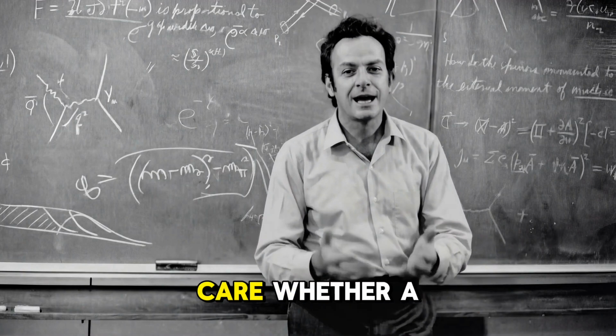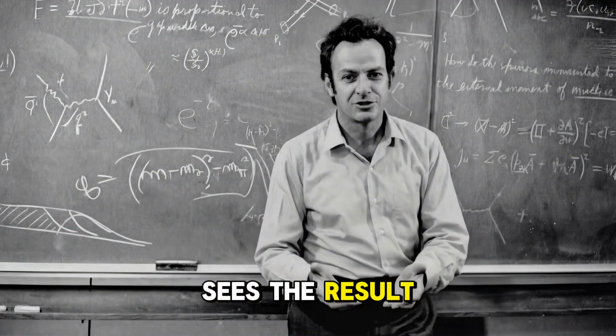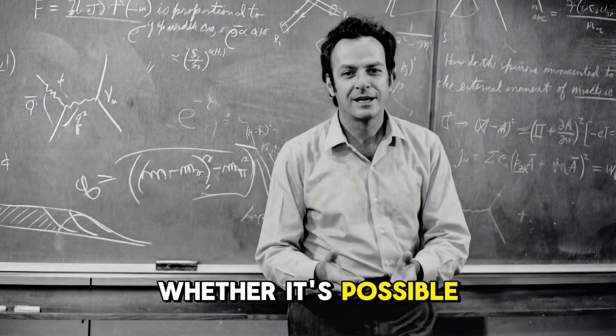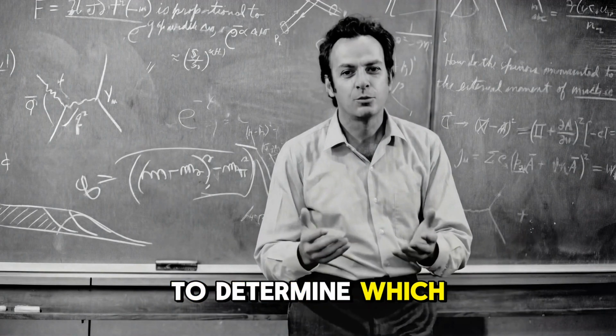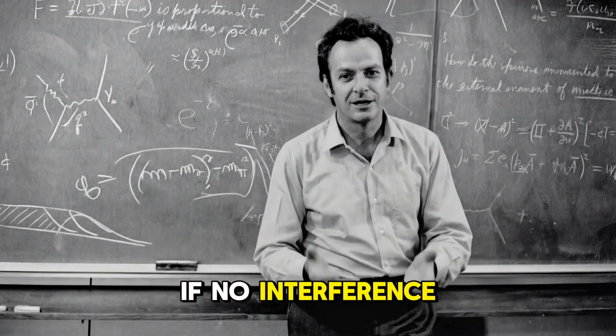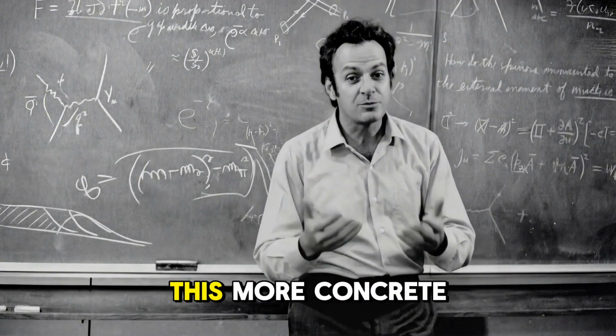The universe doesn't care whether a conscious observer sees the result. It cares whether the information exists, whether it's possible, even in principle, to determine which path was taken. If yes, no interference. If no, interference appears. Let me make this more concrete.